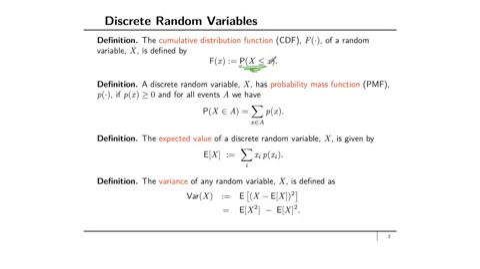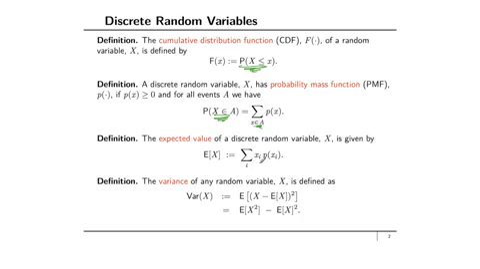Okay. We also, for discrete random variables, have what's called a probability mass function. A probability mass function, which we'll denote with little p, satisfies the following properties. P is greater than or equal to 0, and for all events A, the probability that X is in A is equal to the sum of P of x over all those outcomes x that are in the event A.